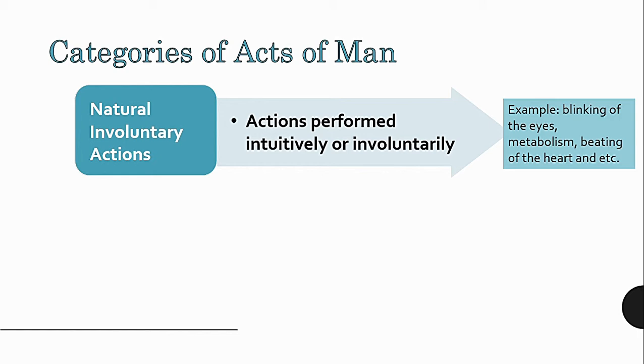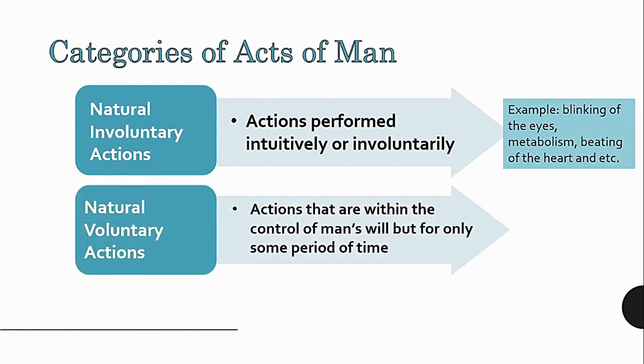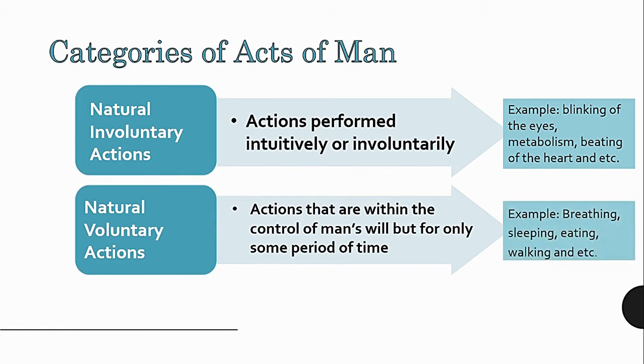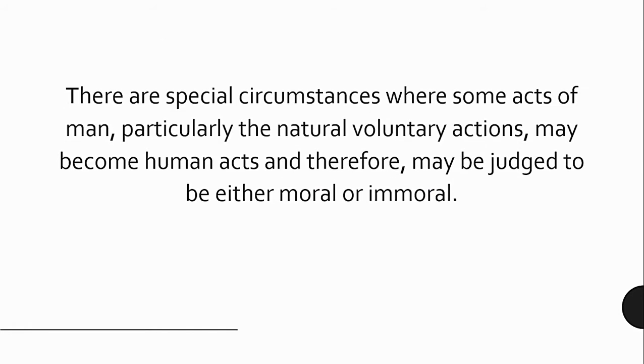So the second category of acts of man is the natural voluntary actions. So these are actions within the control of man's will, but only for some period of time. So these are actions that we human beings ourselves control. So for example, sleeping, eating, walking, or watching TV. Also take note that there are special circumstances where some acts of man, particularly the natural voluntary actions, may become human acts and therefore may be judged to be either moral or immoral.